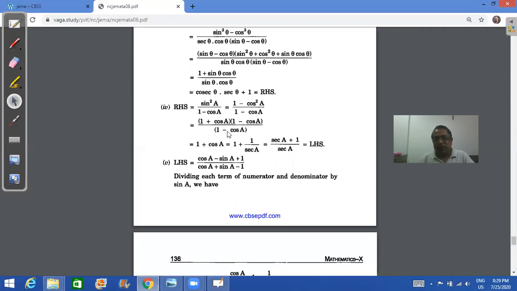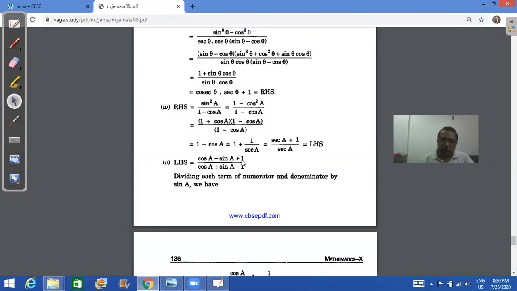So what happens is that we can cancel out 1 minus cos a. Okay, so what are we left with? 1 plus cos a, right? Now cos is the reciprocal of sec. So what we can do is replace cos a with 1 by sec a. And if you take the LCM, this will become (sec a plus 1) by sec a, which is equal to the LHS. So in this question, we have solved the RHS and we've got the LHS, right?